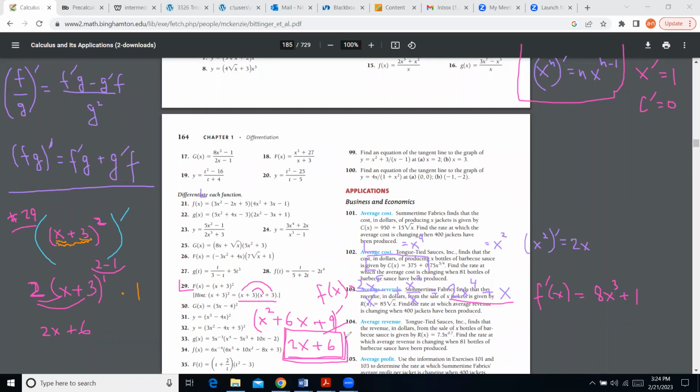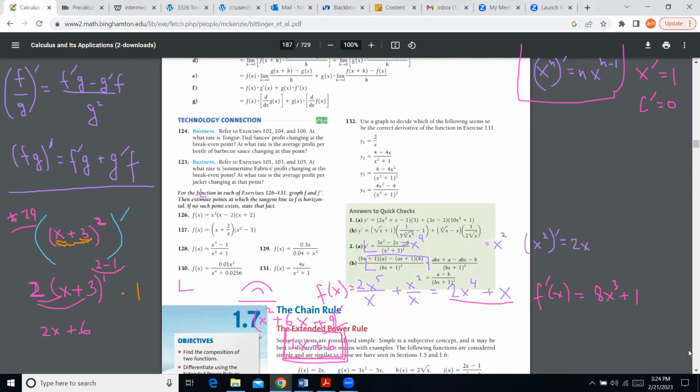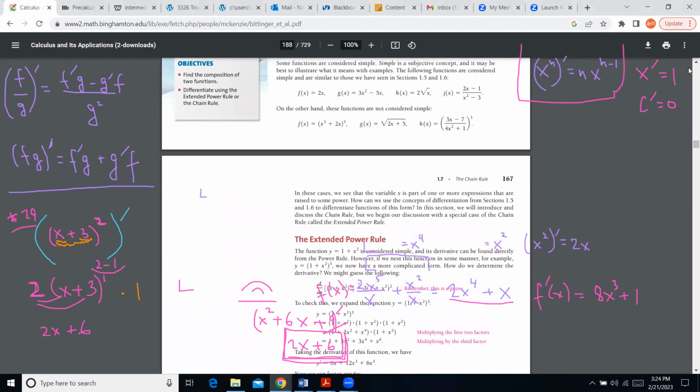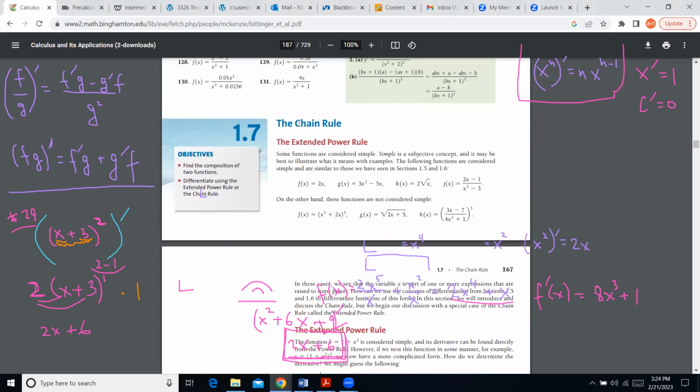So now we can find derivatives of so-called compositions of various functions. And that's actually what section 1.7 is talking about. It has a special name, chain rule. So the chain rule means that you take a derivative of the function which is sitting on the outside, which is square. And once I worked it out, I multiplied by derivative of what's inside. So it's like a chain of steps.